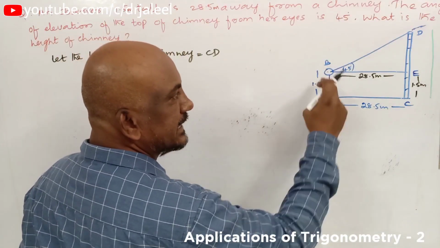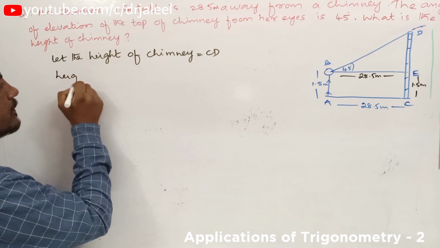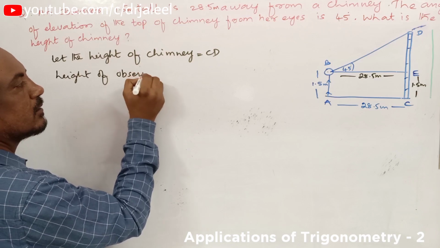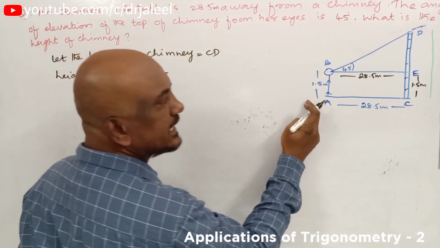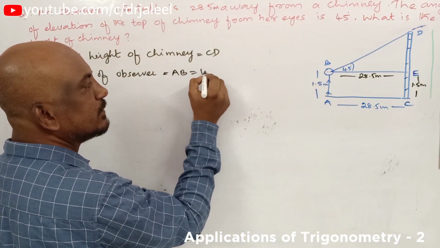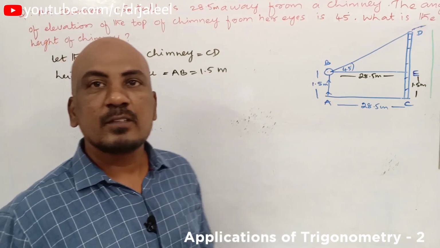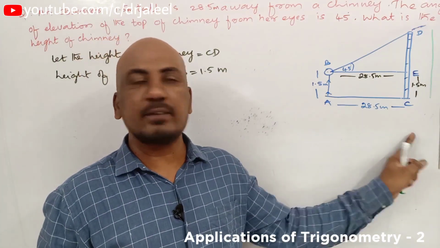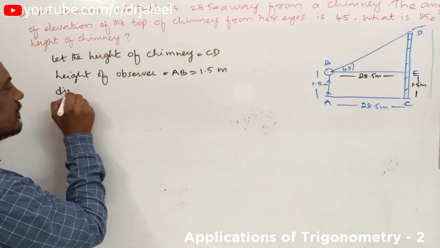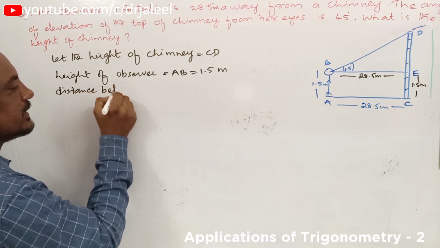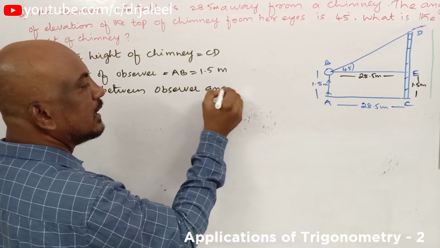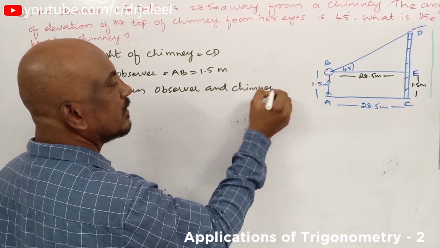But before that, I am presenting it. Height of observer. Let us see what is the height of the observer. What is the height of the observer here? AB, which is given as 1.5 meters. AB is equal to 1.5 meters. What else can you write? You can also give the distance between the observer and the chimney. So let us write distance between observer and chimney. What is it?